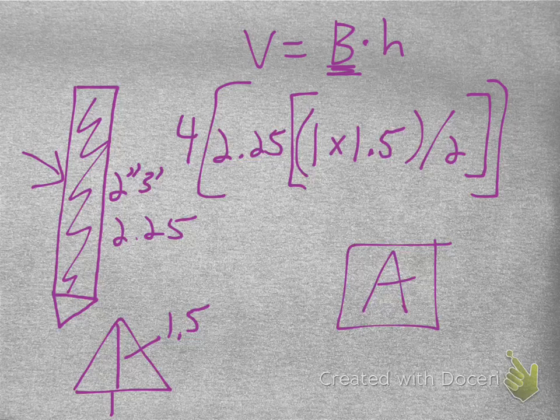C says 4 times 2.4. Is this a 2.4 right there? No, so that would be wrong. So A is our answer.